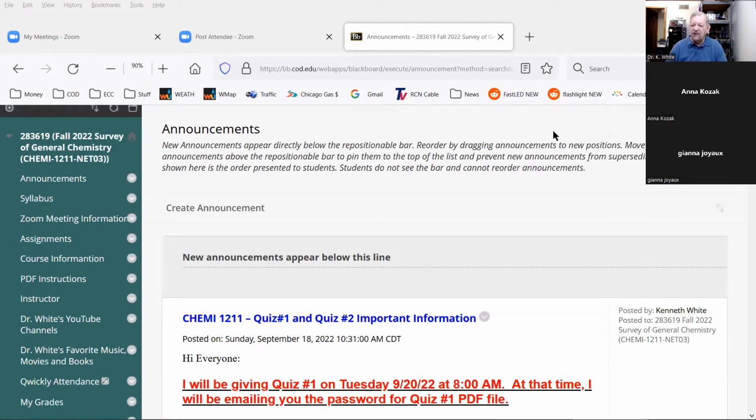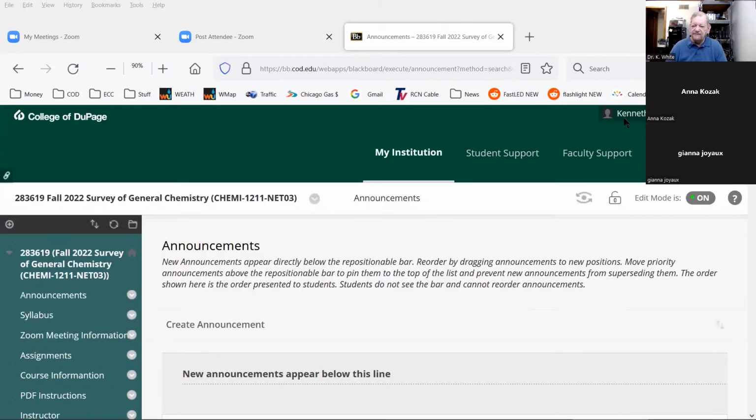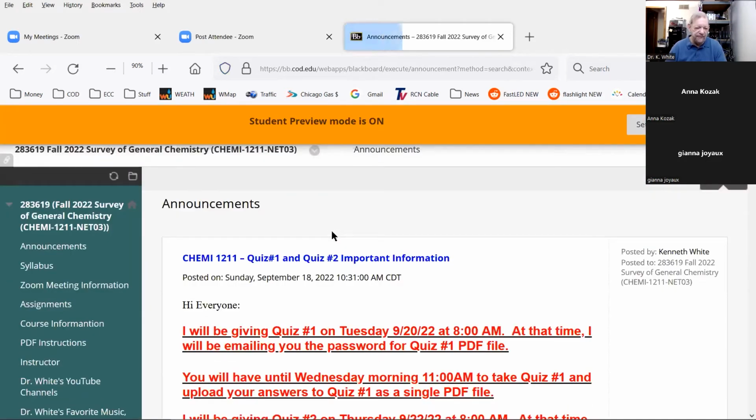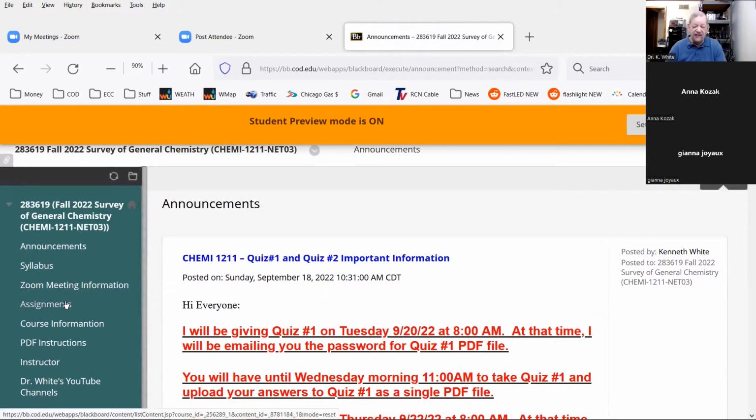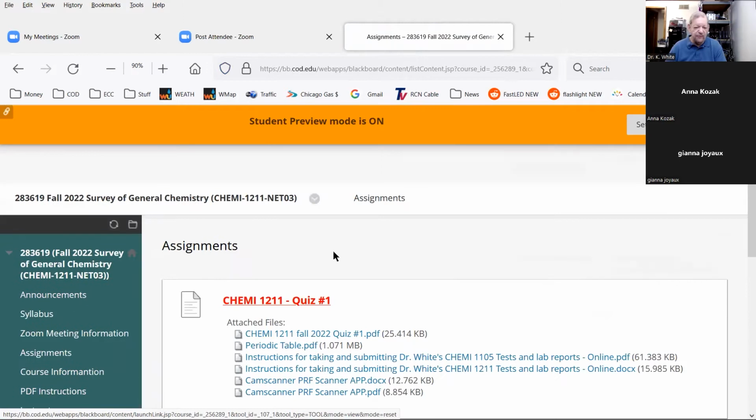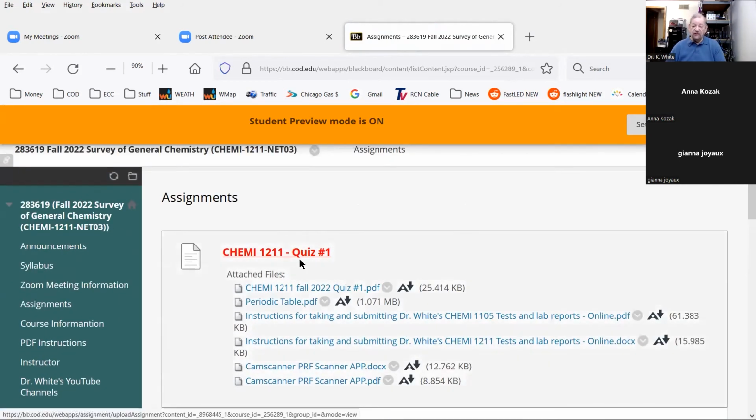Now let me go to student view. And if you see, this is how you would see it. If you click on assignments, you'll now see quiz number 1. And notice it's a PDF file. When you click on that, you'll be asked to give a password to open it up. And I also have here the periodic table you should be using. And what you'll do, enter the password.